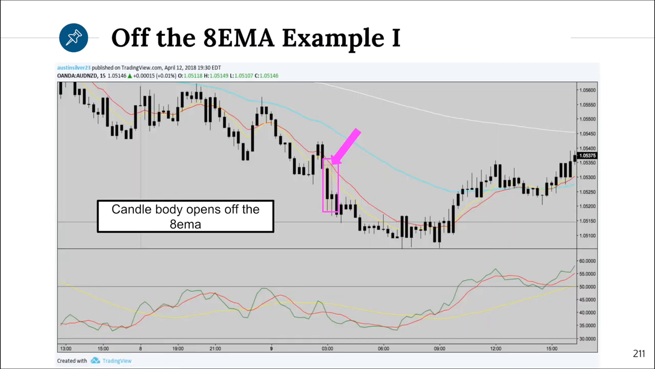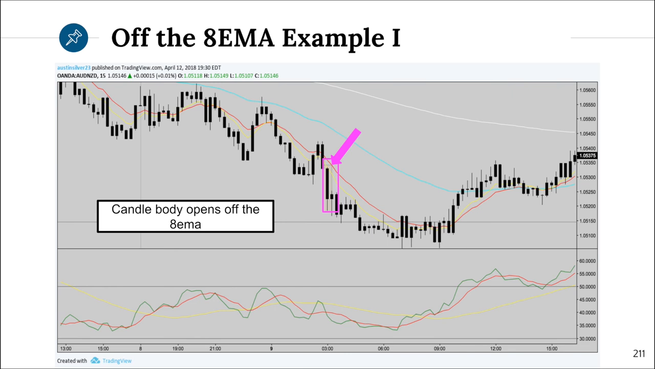Now, what I mean when I say off the 8 EMA is that if the body of the candle you're looking to enter on, meaning if we're looking at a 15-minute chart here, and if the 15-minute candle body opens on the 8 EMA, like this candle that I have boxed in does, or opens off the 8 EMA, like the candle after it does. You see how this candle opens way down here, not touching any of the EMAs very clearly? These are two good examples of candles where even if we saw an entry on the shorter time frames, we would not get involved here.